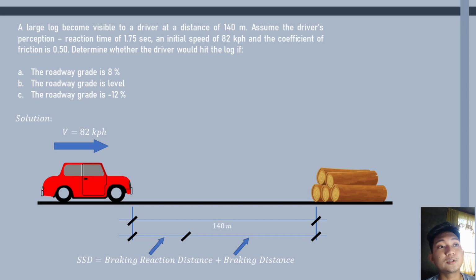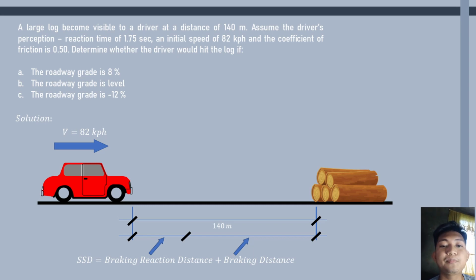Second problem. A large log becomes visible to a driver at a distance of 140 meters. Assume the driver's perception reaction time is 1.75 seconds, the initial speed is 82 kilometers per hour, and the coefficient of friction is 0.5. Determine whether the driver would hit the log, given three conditions.